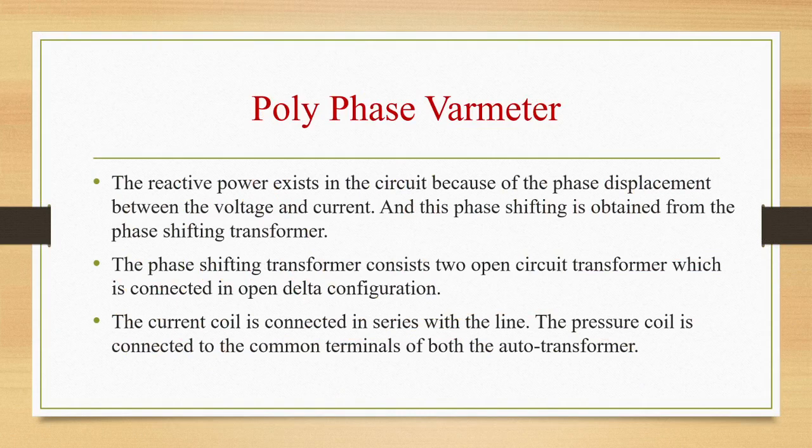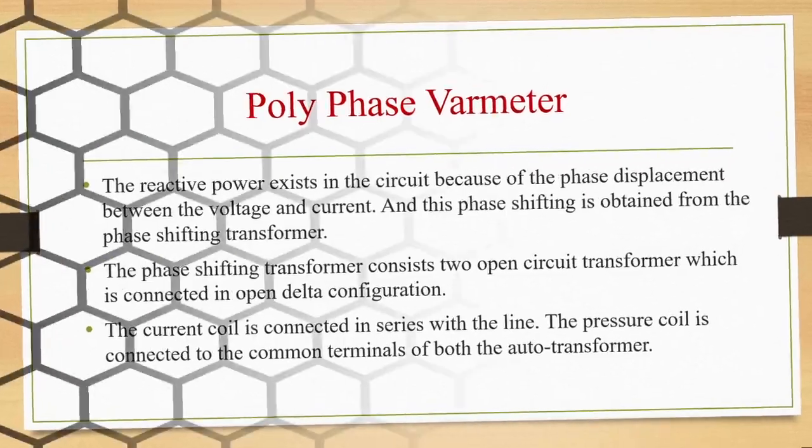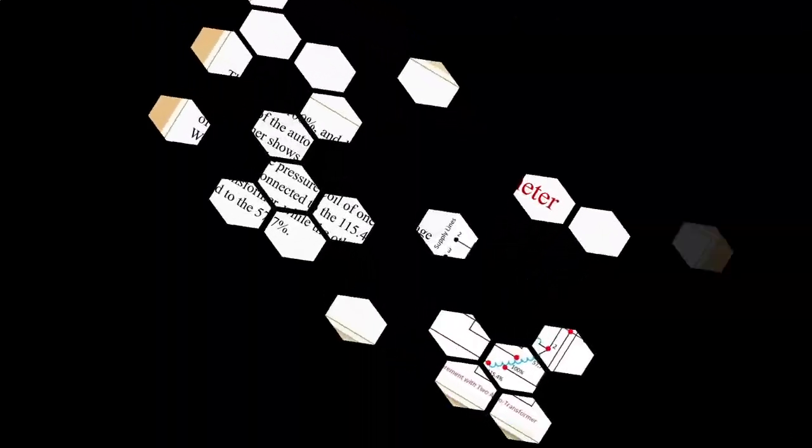polyphase VAR meter. The reactive power exists in the circuit because of the phase displacement between the voltage and current, and this phase shifting is obtained from the phase shifting transformer. Phase shifting transformer will consist of two open circuit transformers which are connected in open delta configuration. Current coil will be connected in series with the line, and pressure coil will be connected to the common terminals of both the auto transformers.